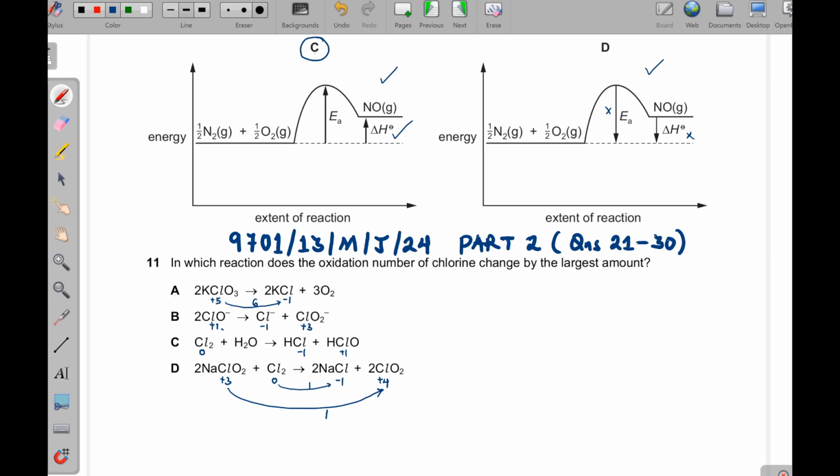Then here, from 1 to -1, that is -2. So the change here is a 2. And then also here, the change is a 2, from +1 to +3. Okay, then from 0 to -1, of course, the change there is a 1. It's a -1, but the whole oxidation number change is a 1. Then here, it's a +1, you see? So the biggest is here in the first one. So our answer is A.